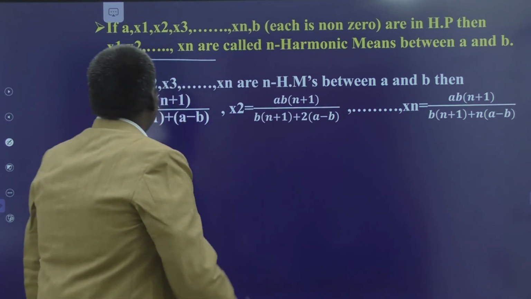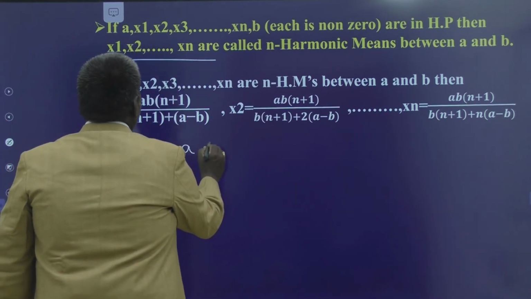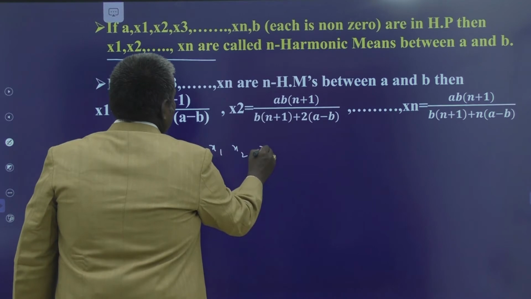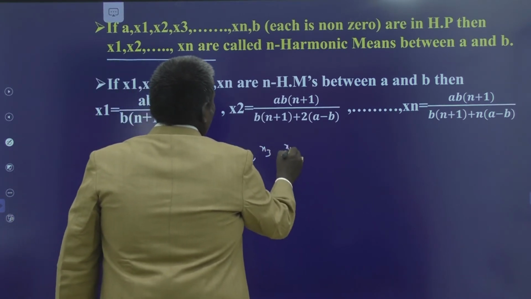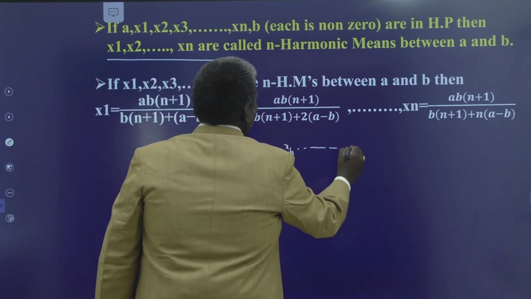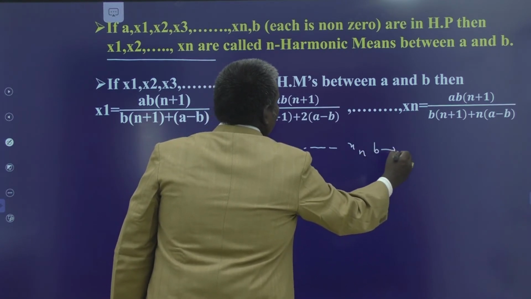How does it happen? A comma x1, x2, x3, x4 and so on up to xn comma b are in what?